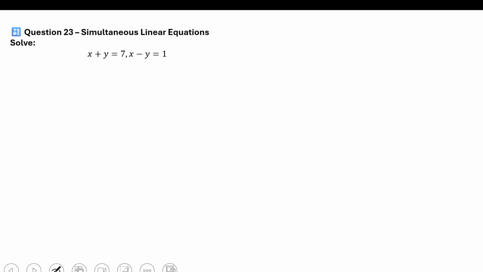So this is a linear equation. Two of them, we want to solve them simultaneously. So the first thing you do is to write them and name them 1 and 2. So I'll write x plus y equals 7. I'll call this equation 1. And then x minus y equals 1. This is equation 2. So I'm going to inspect the two equations and look at the variables.